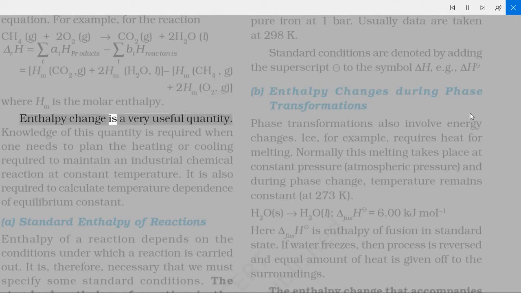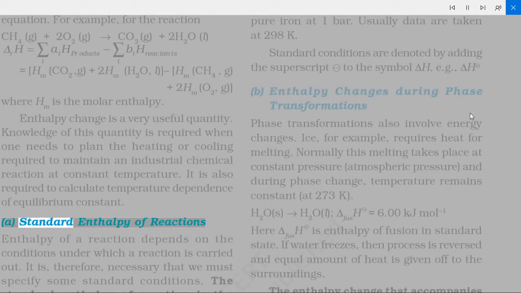Enthalpy change is a very useful quantity. Knowledge of this quantity is required when one needs to plan the heating or cooling required to maintain an industrial chemical reaction at constant temperature. It is also required to calculate the temperature dependence of equilibrium constant.